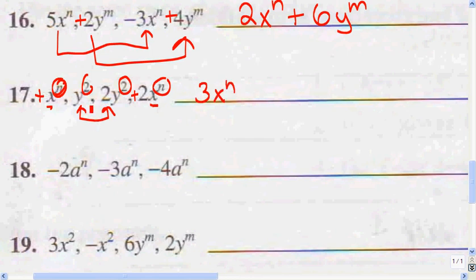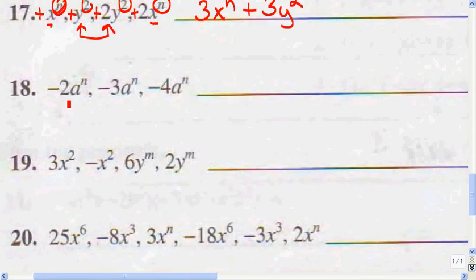Okay. Then we're going to do the y's. I've got a positive y squared and a positive 2y squared. Since they're both positive, I'm going to add. My answer is going to be positive, so I'm going to put a positive sign separating the two terms. I'm going to have 3y to the second power.